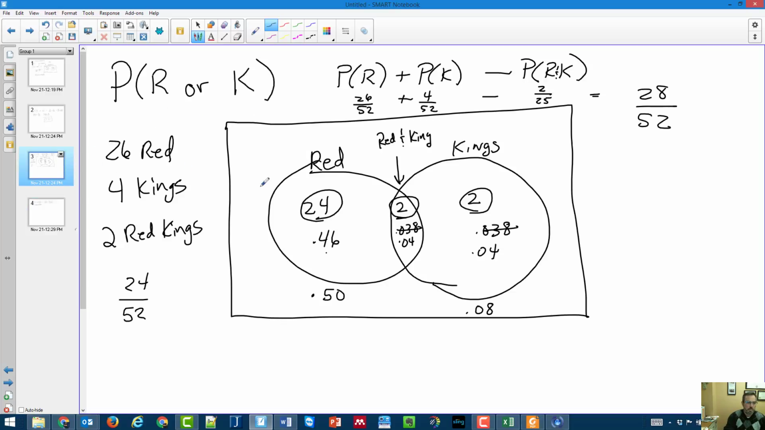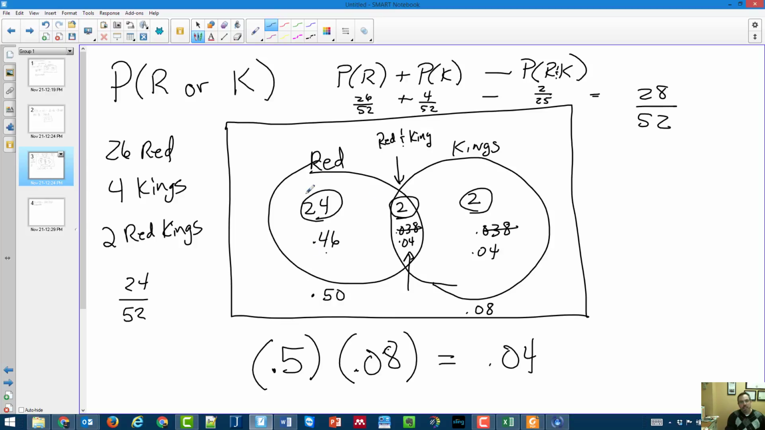So for our example here, if we take a look at this, the probability of getting a red card is 0.5. Probability of getting, excuse me, not a red card, but a king. There's 4 kings, 0.08. If I multiply these two things together, I get 0.04. That is the and. That's because these are independent events. Drawing a card that is red has nothing to do with drawing a card that's a king, even though some of them are both.